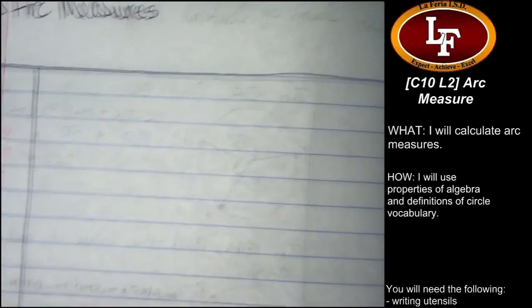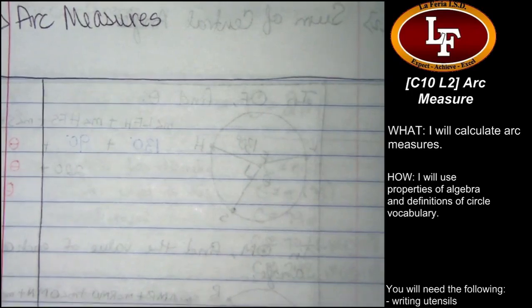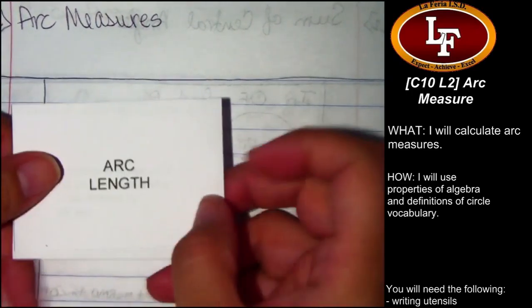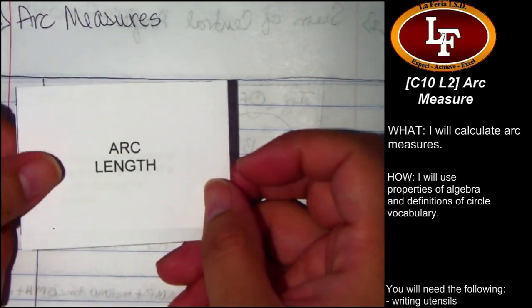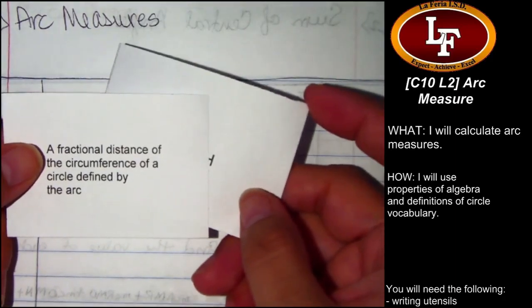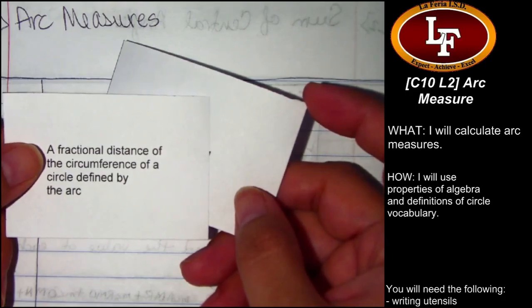Welcome back. We're looking at arc measures, and this is slightly different from arc length. I'm going to take a moment to go over that really quick. Look back at our definition of arc length. Arc length is the fractional distance of the circumference of a circle that's defined by an arc.